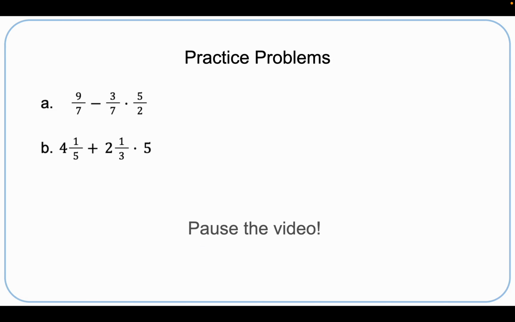All right, that's it. So here are some practice problems to try on your own. Go ahead and pause the video, and then we'll check your answers when you're ready. Okay, first problem. We need to multiply these fractions first. Multiplication comes before addition or subtraction when we're simplifying. So I'm going to keep my 9/7 and subtract. And there's no cancellation that we can do.